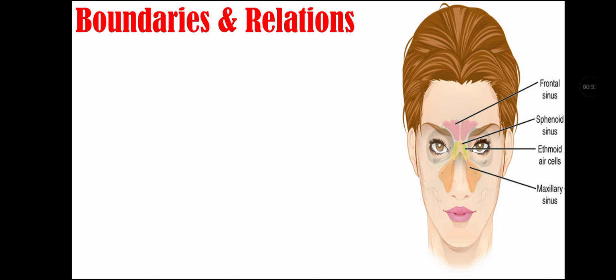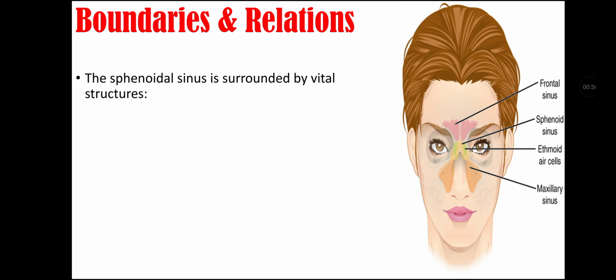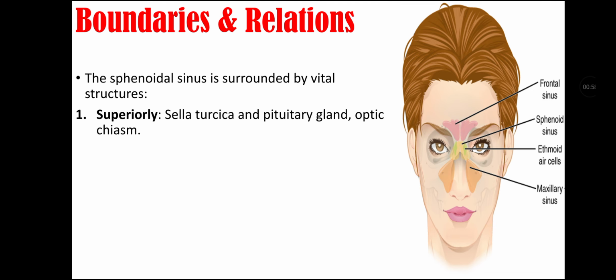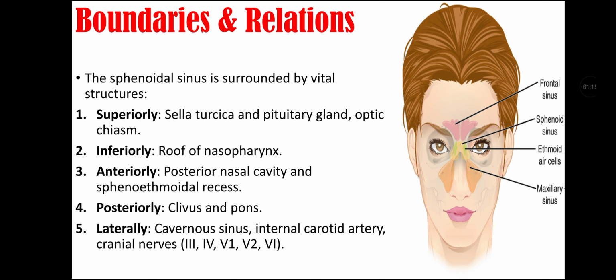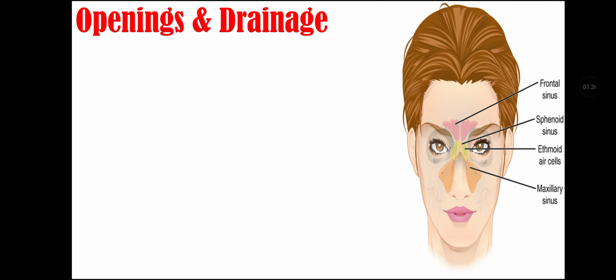Boundaries and relation of sphenoid sinuses. Sphenoidal sinuses are surrounded by vital structures. Superiorly, there is presence of sella turcica and pituitary gland and optic chiasma. Inferiorly, there is roof of nasopharynx. Anteriorly to the sphenoidal sinuses, there are posterior nasal cavity and sphenoethmoidal recess, and posteriorly there is clivus and pons. Laterally to it is cavernous sinus, internal carotid artery, and cranial nerves number 3, 4, 6, and ophthalmic division of trigeminal nerve and maxillary division of trigeminal nerve.